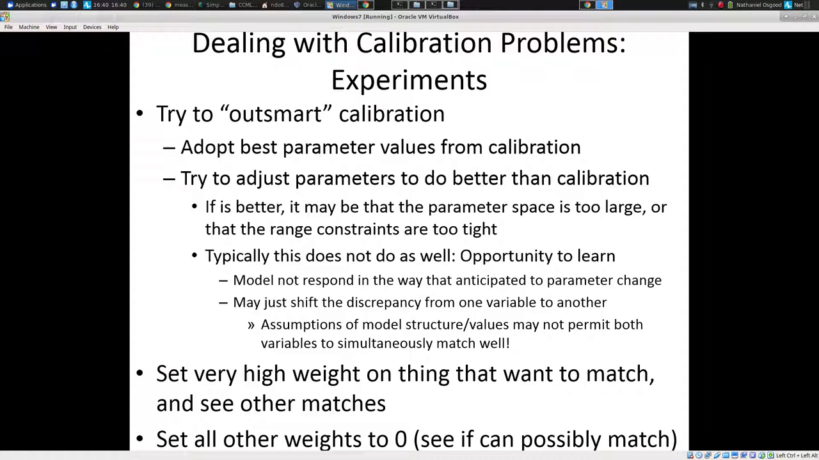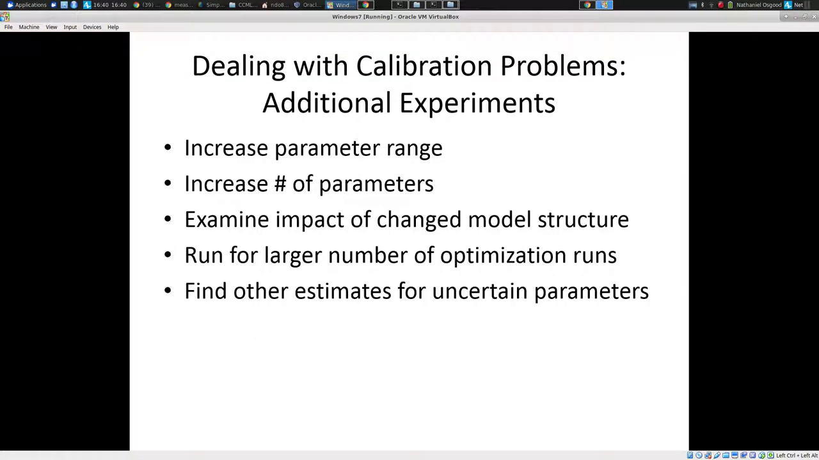Or I'll set a very high weight. I'll really highly weight the difference with respect to issue A, and I'll underweight the others, and I see, oh, it can match that really well, but look, it does horribly in matching these other things. Ah, okay. The fox has shown its tail. Or I'll set other weights to zero and see, hey, can it match this one thing really well if it has no other constraints? I love that sort of stuff. It's awesome. Man, if I were a grad student, I'd be all over that. It's a lot of fun. You learn how to think like a model. And if you do really well, you learn how to think like a supermodel.